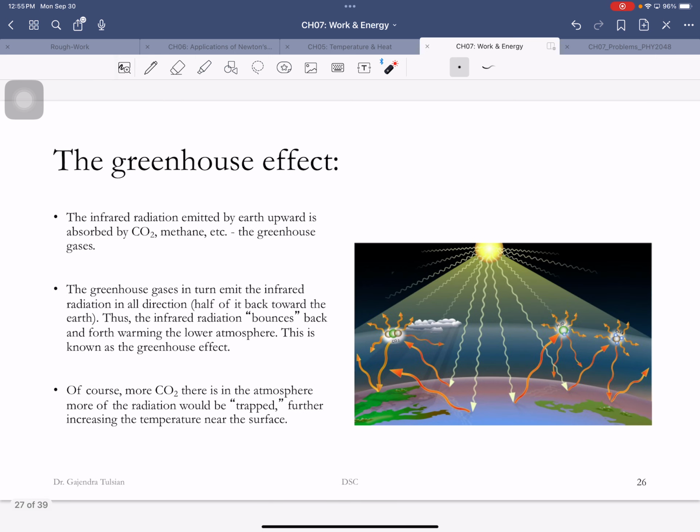Okay. And what CO2 does is, you emit infrared radiation. CO2 is transparent to visible light. It doesn't care about visible light, but it sees infrared light, so it'll absorb infrared light and it'll emit equally in all directions. So essentially, the infrared light gets trapped, and so you're warming it. Okay.